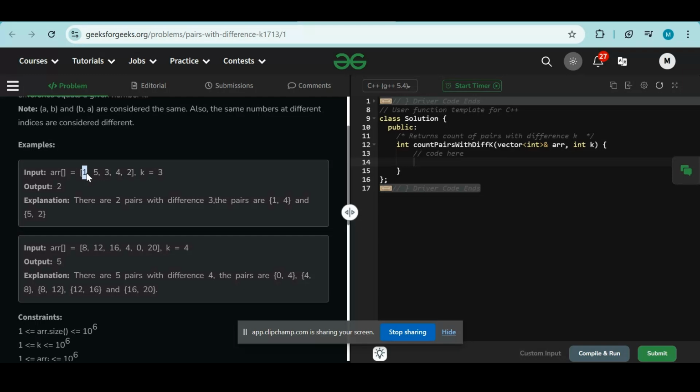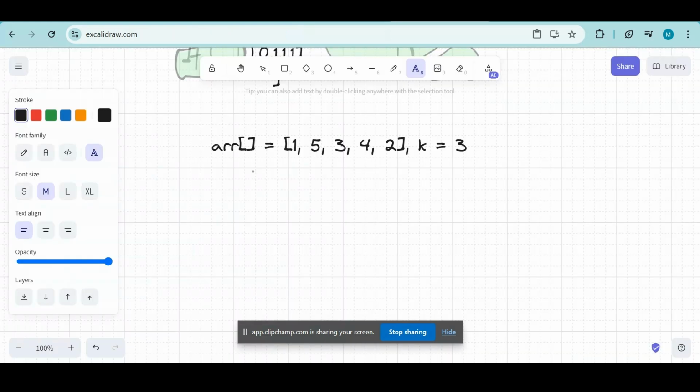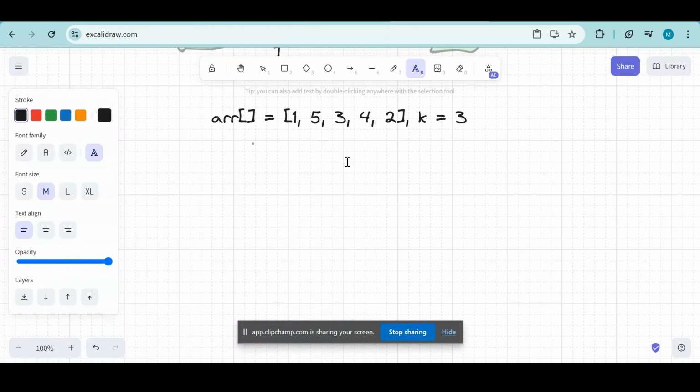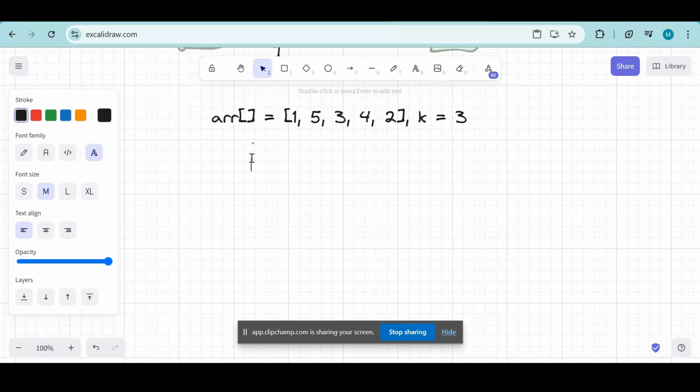So 1 has a difference of 3 with 4, and 4 and 1 again are considered the same because we already counted them. The other pair is 5 and 2. So these are the two different pairs that we can find here, so our answer is 2. Similarly, in the second array our answer is 5. So let's see how we can come up with the solution and code it.